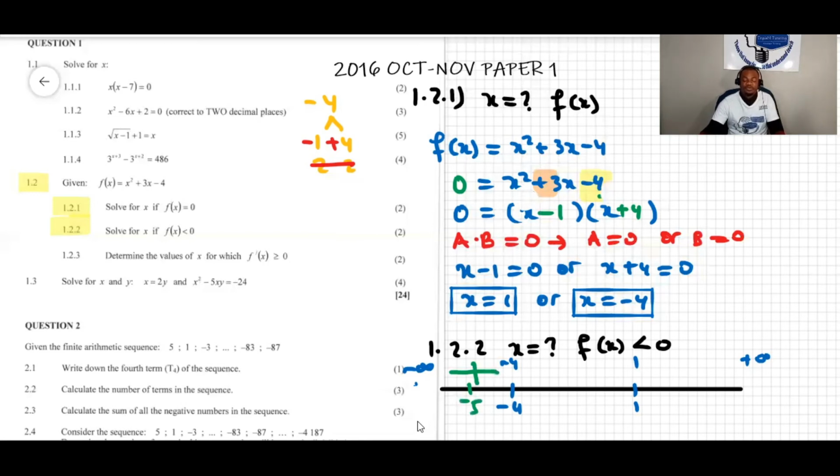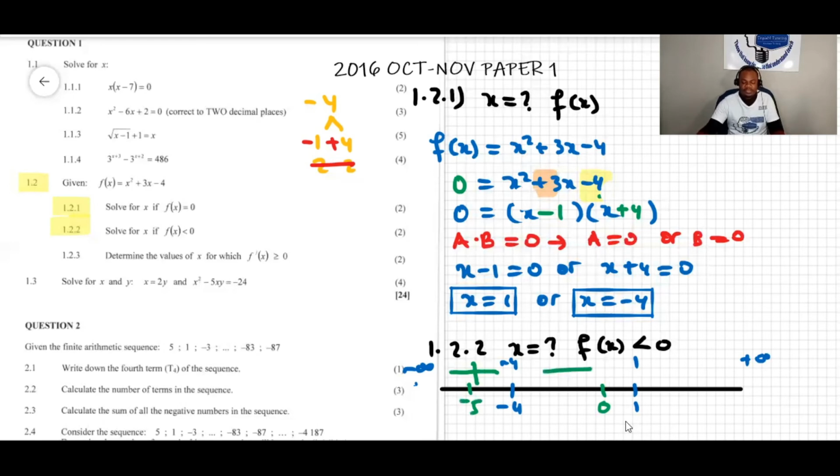in this interval between -4 and 1. You can take any number. Why not 0? Because I like 0, since it sometimes makes calculation easier. Now, when I substitute 0 for x there, I will have a negative number times a positive number, which makes negative. So over here, the solution will be negative.